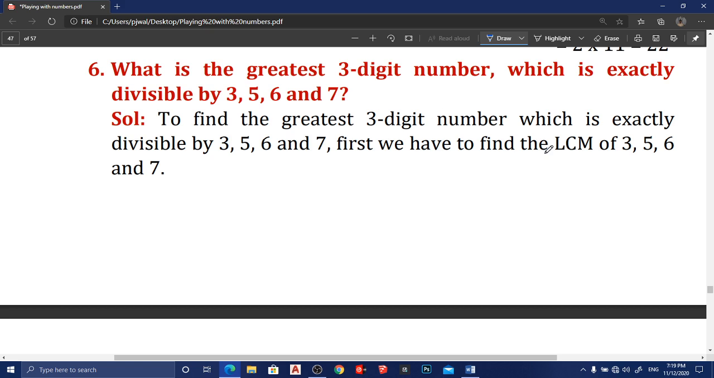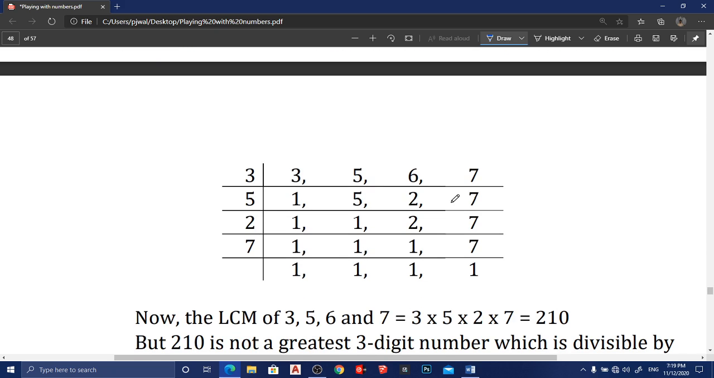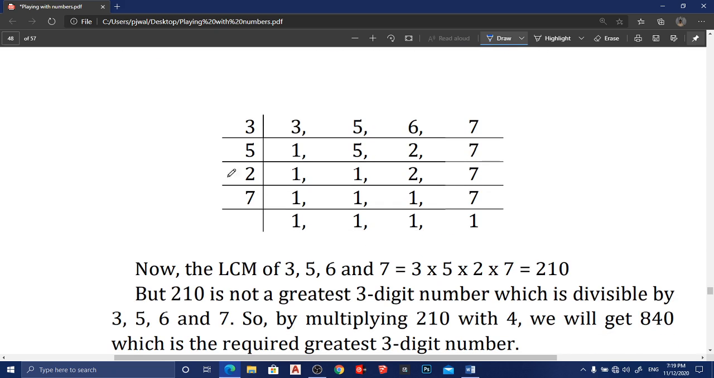So first you find the LCM of 3, 5, 6 and 7. Then you can go for the greatest three-digit number. First you divide with 3, then with 2. I am taking 3 here: 3 ones are 3, 5, 3 twos are 6, 7. Next 5 ones are 5, bring down 1, bring down 2, 7. Next 2: bring down all ones, 2 ones are 2, 7. Here 7 one time. So we are getting all ones.